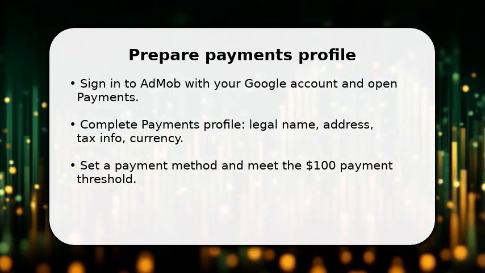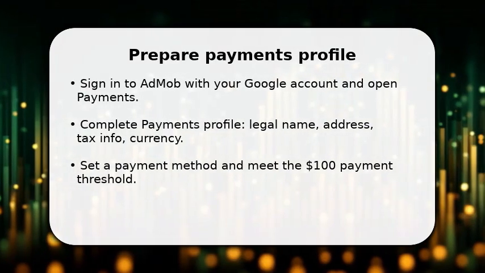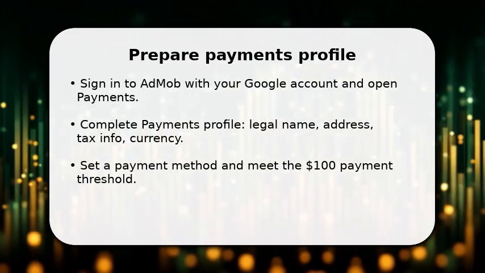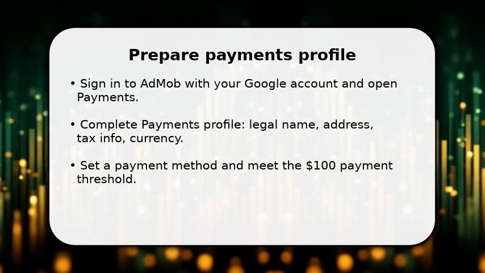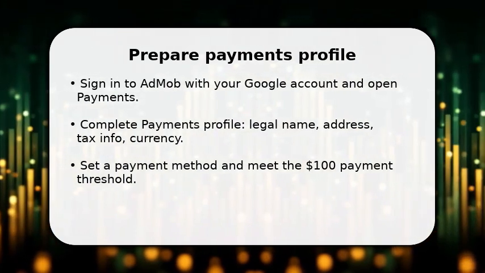Next, add a payment method now. Choose bank transfer or supported provider. And keep in mind, AdMob pays only after your balance reaches the $100 threshold and the monthly cycle closes.